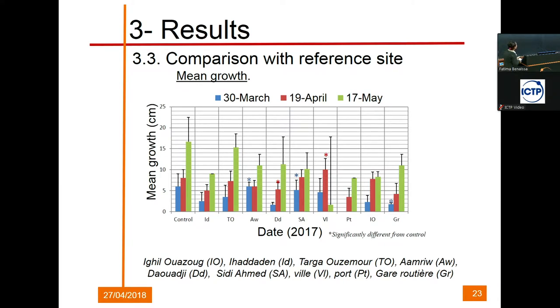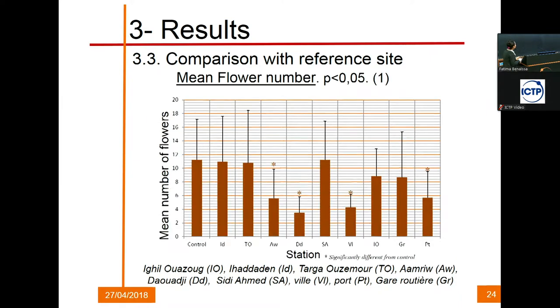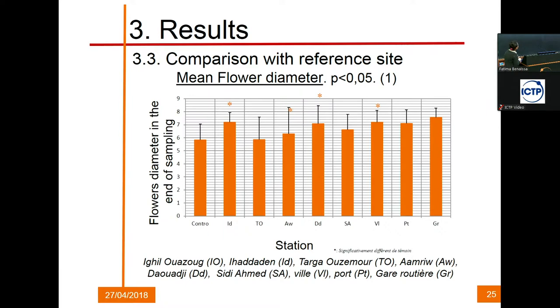When we compare the results with the control, we found that the stations Dowagie, Abreu, and Ville have a significant difference with the control because they are urban areas. The same for the mean flower number. Also, Dowagie, Amario, and Ville show significant difference. Also for the mean flower diameter: Ville, Dowagie, and Ihdednoussi, which is an urban station.